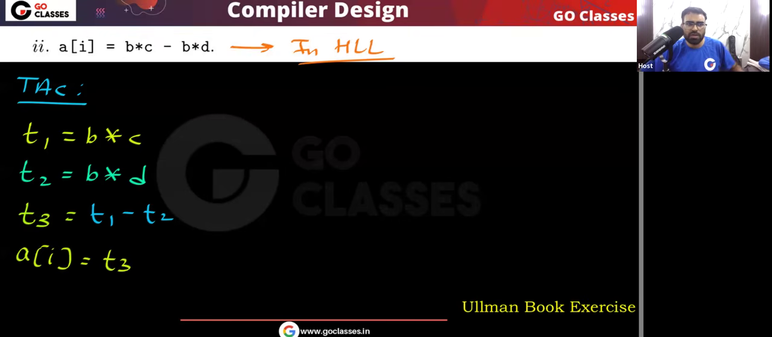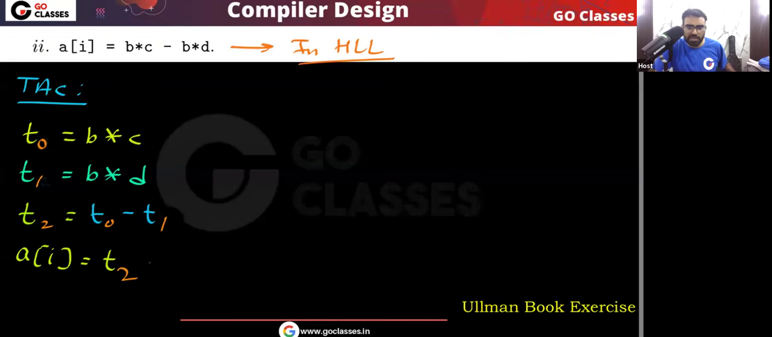For simplicity, let me number these temporary variables from 0 onwards. Here I'm using temporary variables from T1 onwards, but let me make them from 0 onwards, because when I make the triple representation it will become easier, since in the triple representation the position numbers start from 0. So we store B into C in T0, then T1, and T2 is equal to T0 minus T1, and then A[I] equal to T2.